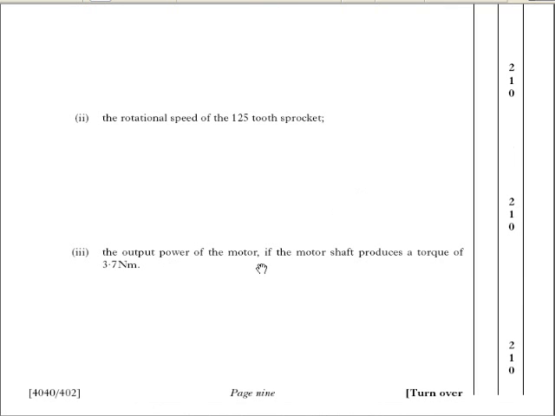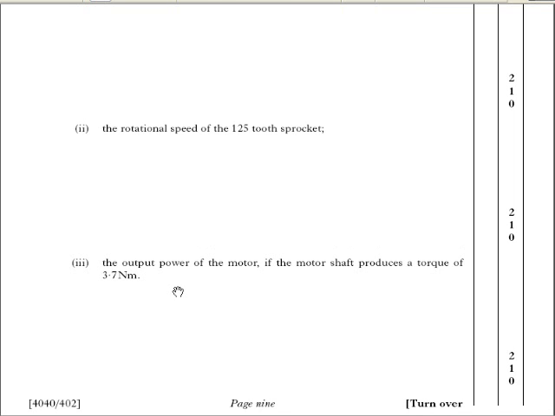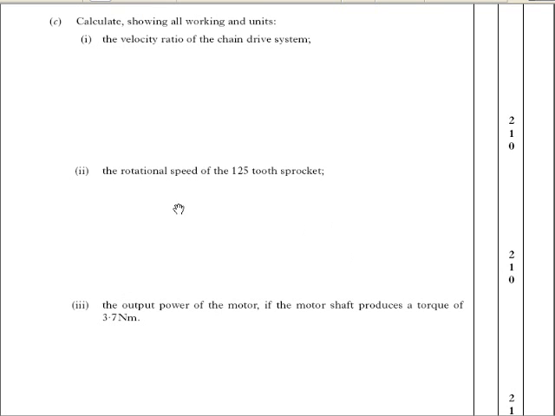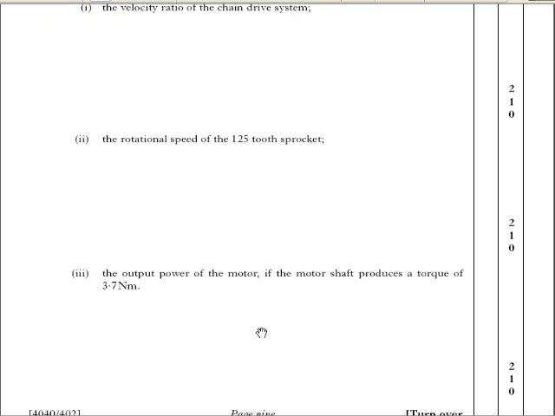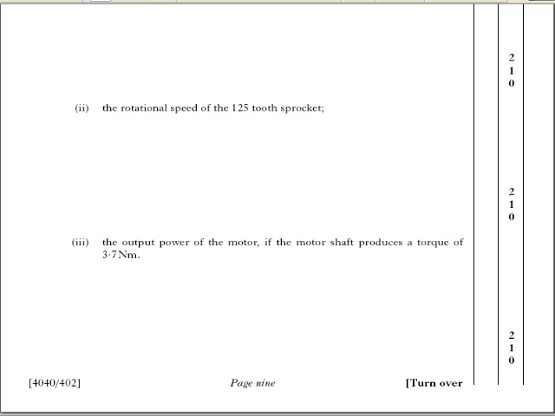The output power of the motor, if the motor shaft produces a torque of 3.7 Newton meters. In your data booklet, there is a formula for the output power of 2 pi nT. Okay, 2 is 2, pi is 3.14, n is the number of revs per second, so you need to convert the answer here to the number of revs per second, and 3.7 is the torque. So that's how to calculate that. So it's 2 pi n.